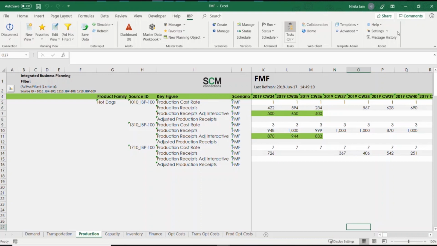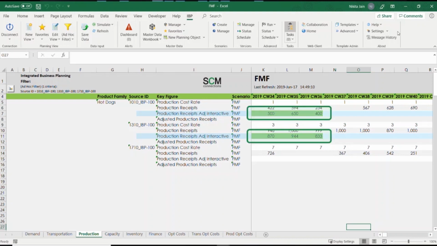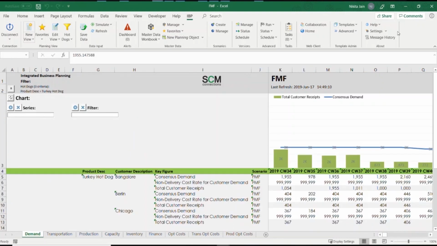If we take a look at the production tab, we can see production receipts as well as a row for production receipts adjusted interactive. This field gives planners the opportunity to enter adjusted values for production receipts, and this is an example of a pseudo-hard constraint. A pseudo-hard constraint actually causes a large penalty cost if violated, and since the optimizer wants to minimize overall costs, they are only violated when absolutely necessary. In this case, the planner wants the system to adhere to the adjusted production receipts entered by the user, but if the optimizer cannot find any feasible solution, it may violate this adjustment. Therefore, adjusted production receipts is a pseudo-hard constraint.